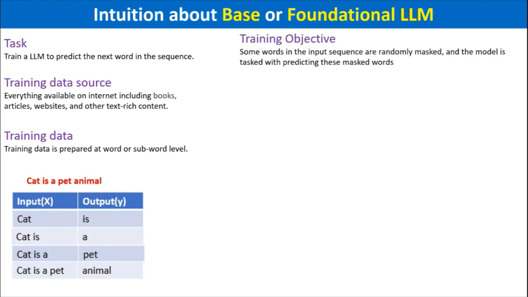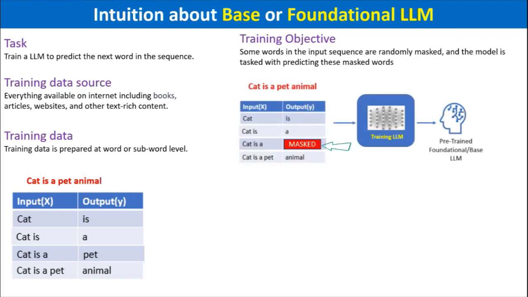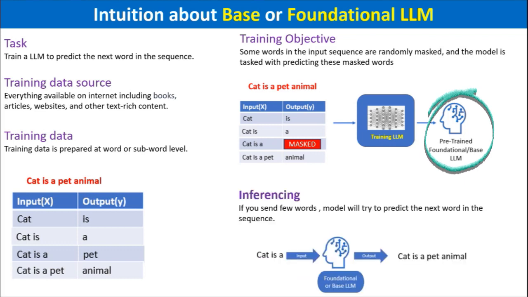Then the training objective. The primary objective of training the language model is to enable it to accurately predict the masked tokens within the input sequence. By learning the underlying patterns and relationships in the training data, the model develops an understanding of language structure and semantics. When training is done, you have your foundational model ready, which you can use for inferencing.